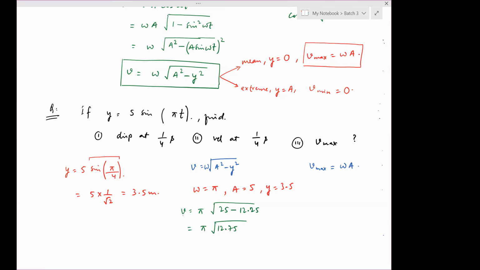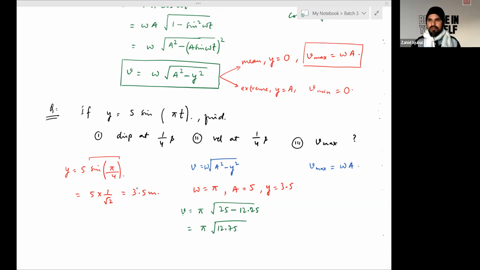Sir, how did you get 1 by root 2 for the previous one? Sine pi by 4, that is sine of 45 degree. Sine 45 is 1 by root 2. Okay.